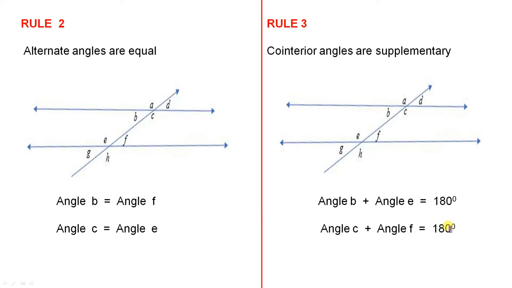Angle C plus angle F equals 180. So those two there, when you add them up, also give you 180. They're on the same side as the transversal and they're inside the parallel lines. They are cointerior angles and they add up to 180 degrees, which makes them supplementary.